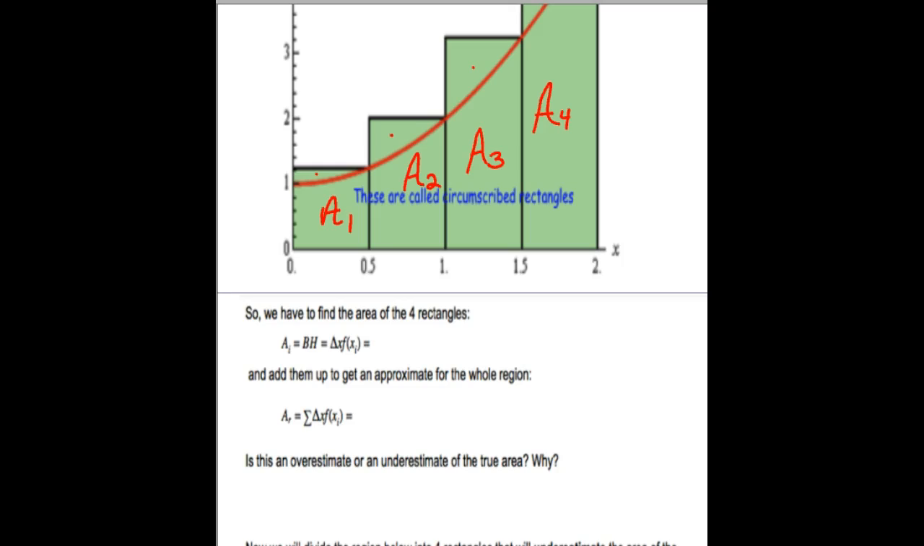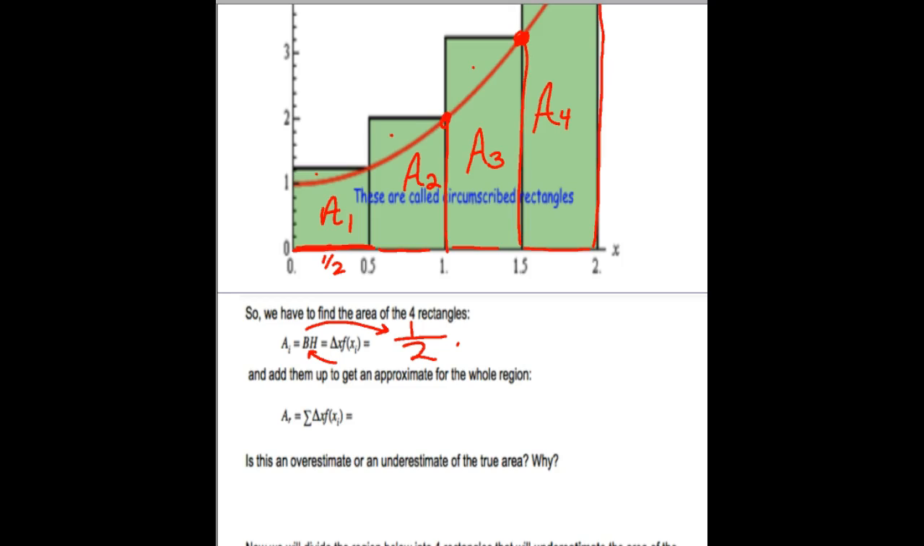Sometimes that's called A sub i, and it just stands for the ith rectangle, the first, the second, the third, and the fourth. Well, each one of these has a base of that delta x. In this case, it was a half. So for every one of my rectangles, when I do base times height, I'm really doing that delta x, which is a half, a half, a half, a half, times the height of the rectangle, which is where it hits up on this curve.